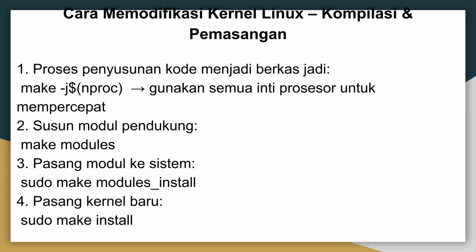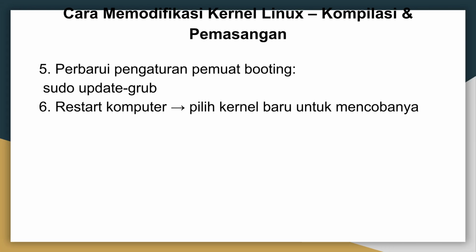After configuration, you compile the source into a functional kernel using make across your processor's available cores. This step is followed by compiling your chosen modules and installing both the modules and the new kernel into the system. To finalize the installation, update your bootloader configuration with update-grub and restart your computer. You can then select your newly built kernel from the boot menu to test its performance.